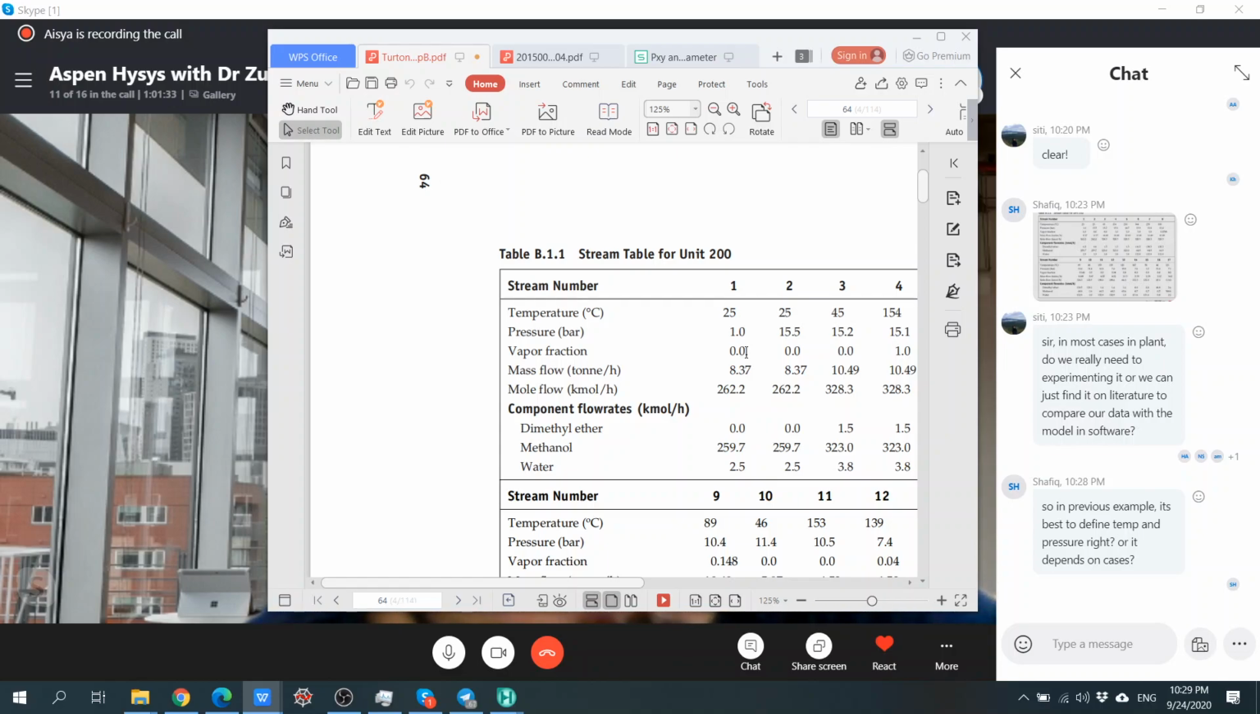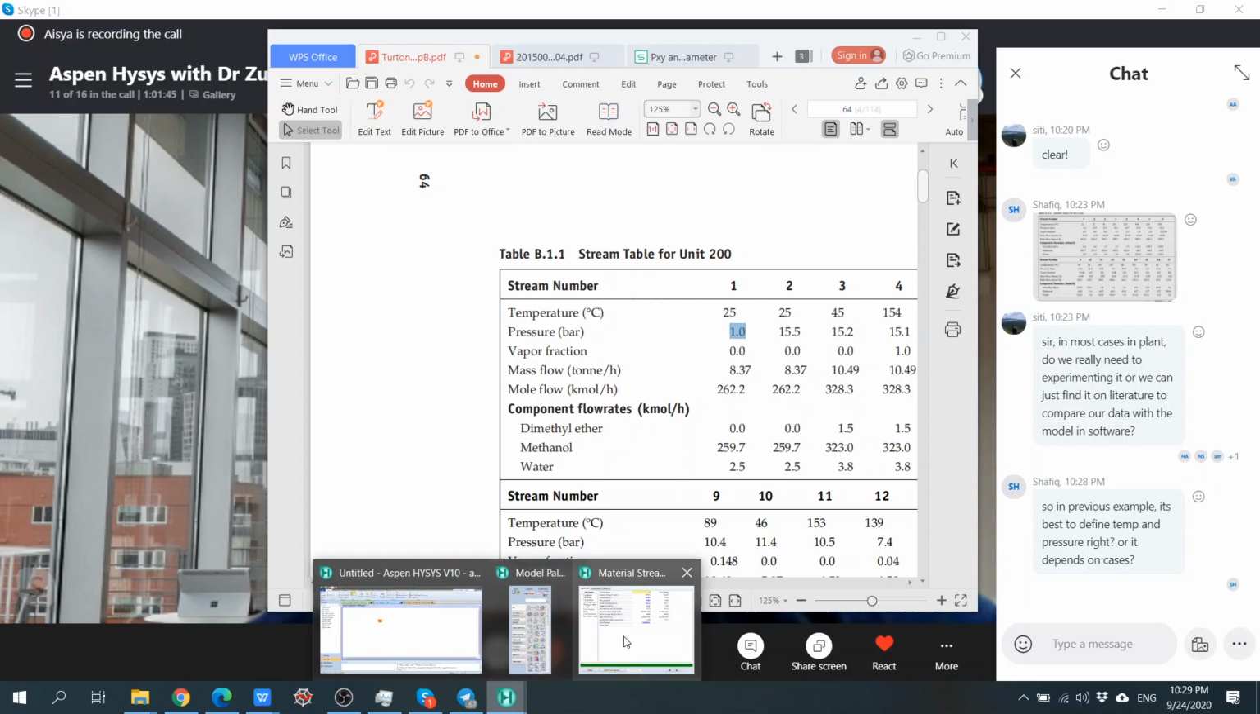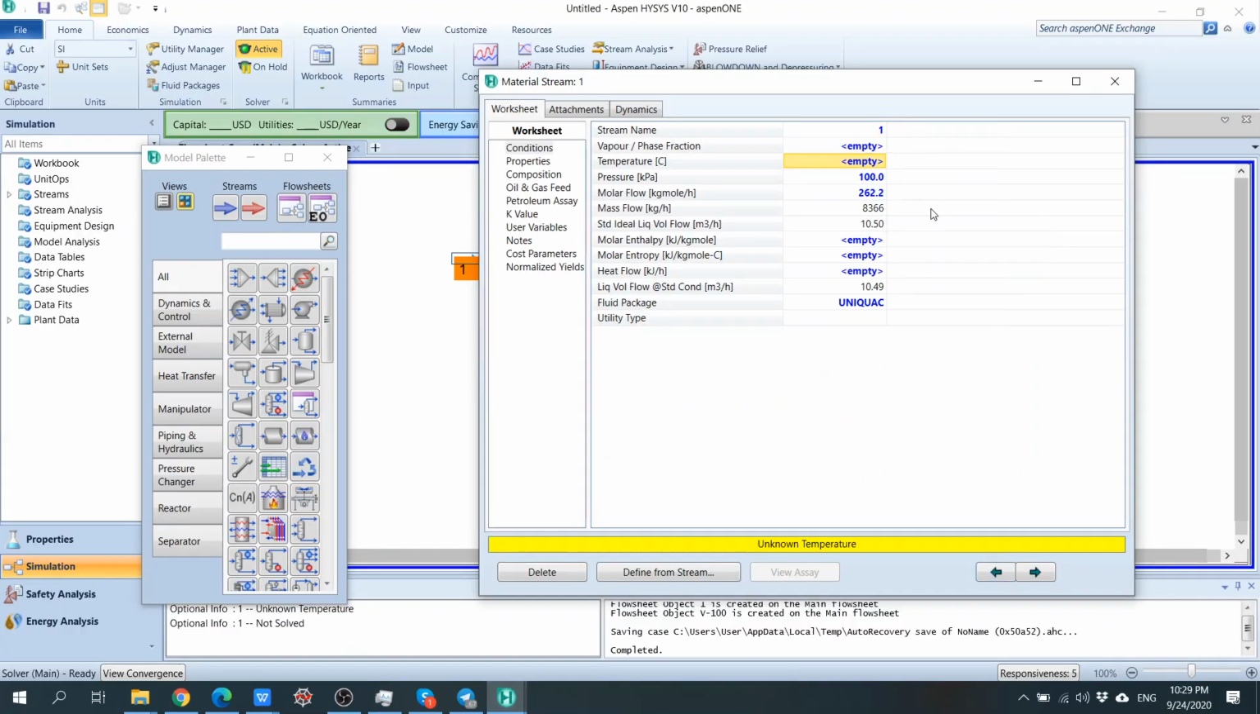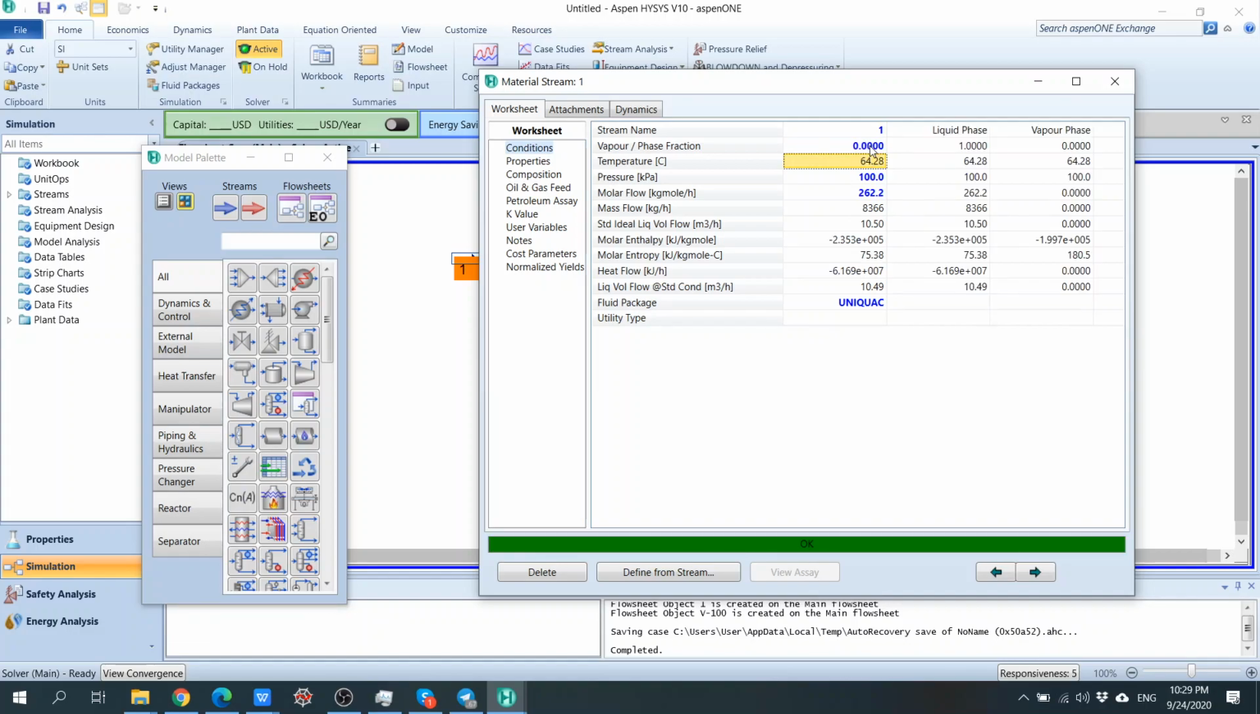So what do you think you need to do? If you don't know, you could just try what we just did. Put this in, and you say, well, it says liquid, then that means this is 0, and then it will calculate for you 64 degrees C. But you don't think it will be that hot, right? Temperature 64 degrees C is quite hot.